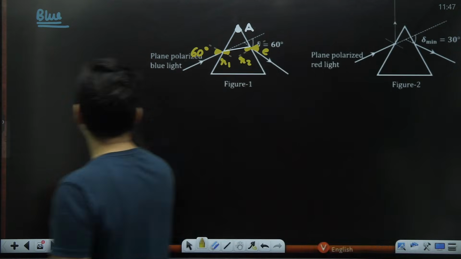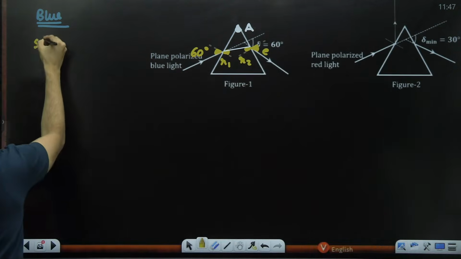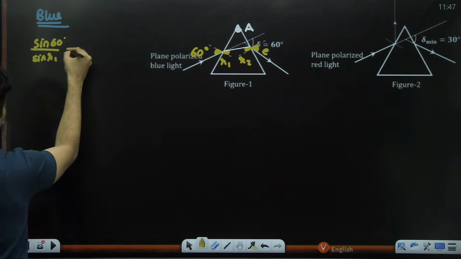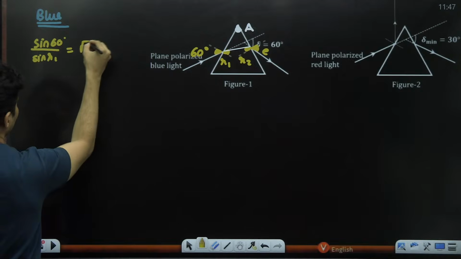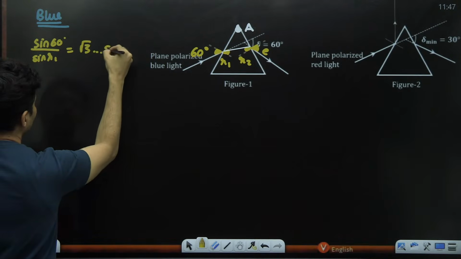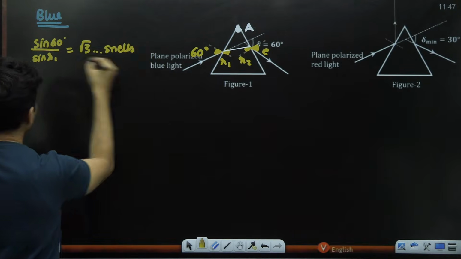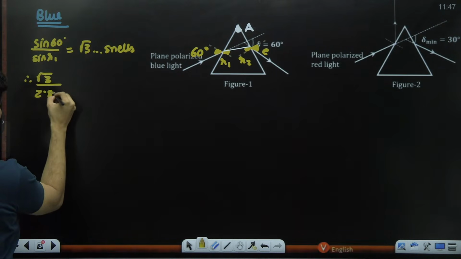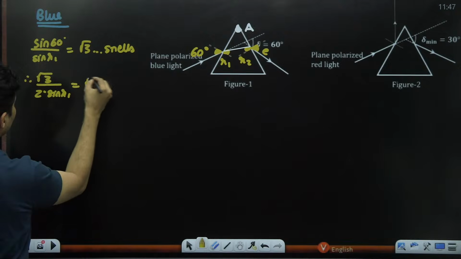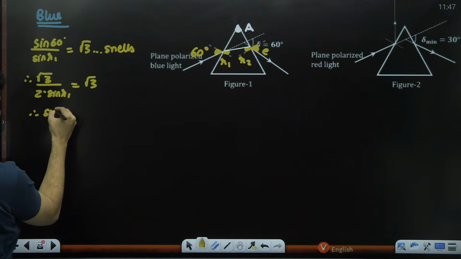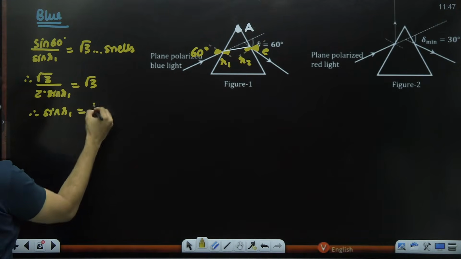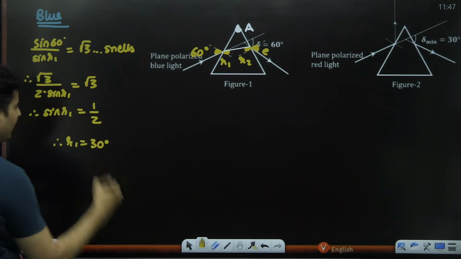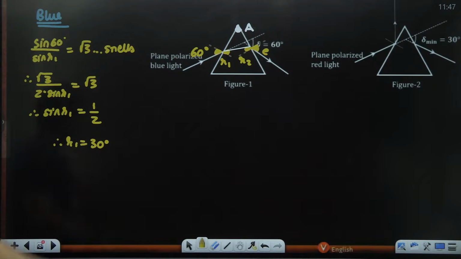First of all, over here, sine of 60 by sine of R1 is the refractive index, which is root 3. This is your Snell's law. So sine 60 is root 3 by 2, divided by sine of R1, is root 3. Root 3 cancels. So sine of R1 is basically half. Therefore, R1 is basically 30 degree.